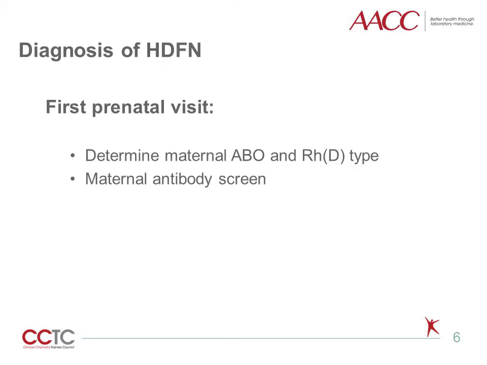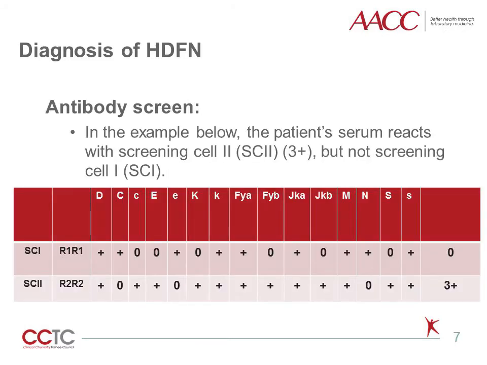At the first prenatal visit, maternal ABO and RHD type should be determined. An antibody screen should also be performed at this visit. Slide 7 shows an example of an abbreviated antibody screen. In this example, the patient's serum reacts 3+ with screening cell number 2. The serum does not react with screening cell number 1.